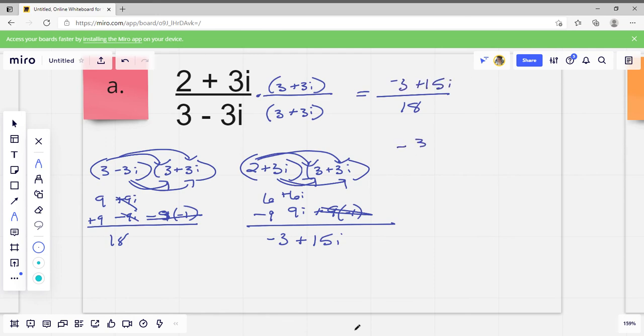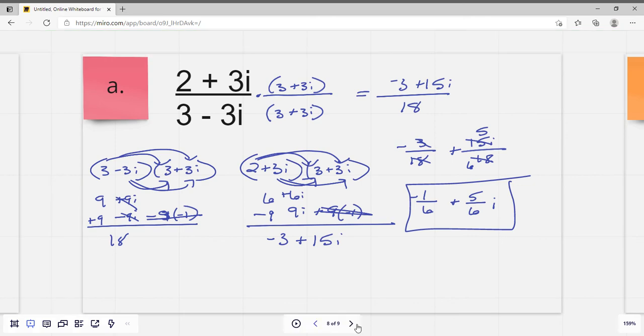And we're just going to break that down. Negative 3 over 18 plus 15i over 18. Now we're going to reduce those. 3 times 6 is 18, so that would be negative 1/6 plus, 3 times 5, 3 times 6, 5 over 6i. Here is the answer to A.